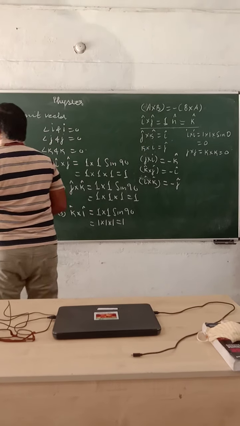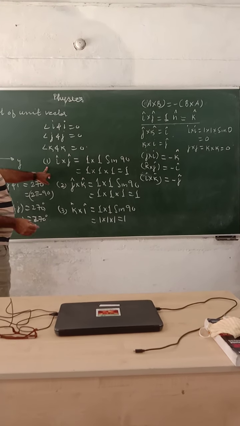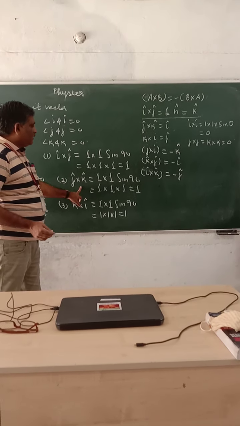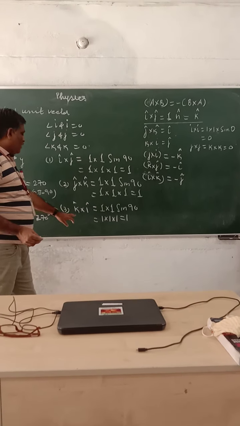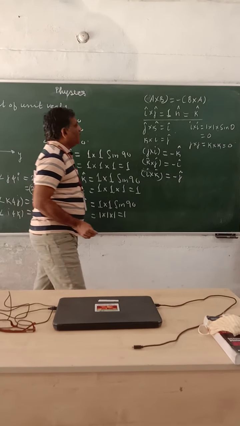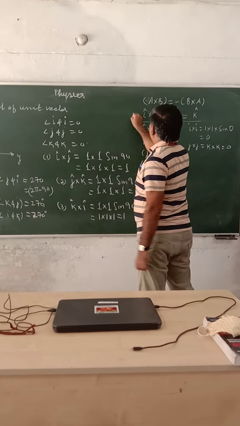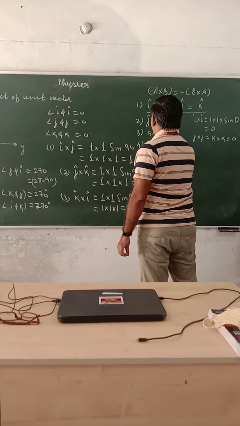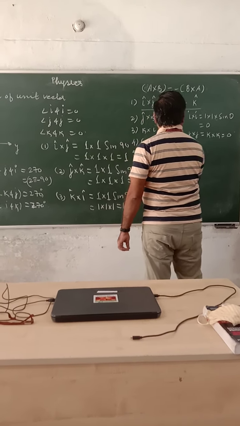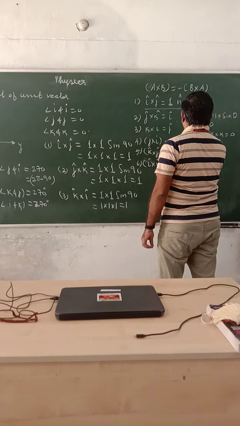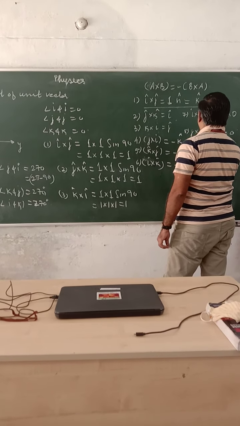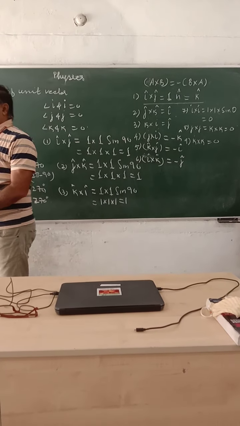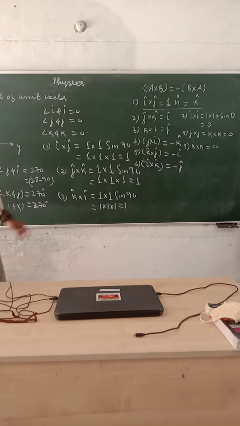In all 9 things we have studied, total i cross j is equal to k, j cross k is equal to i, and k cross i is equal to j. You can see this one. This is 1, this is 2, this is 3, 4, 5, 6, 7, this one is 8, 9, I can write it as k cross k is equal to 0. So in all total, we have studied 9 things.